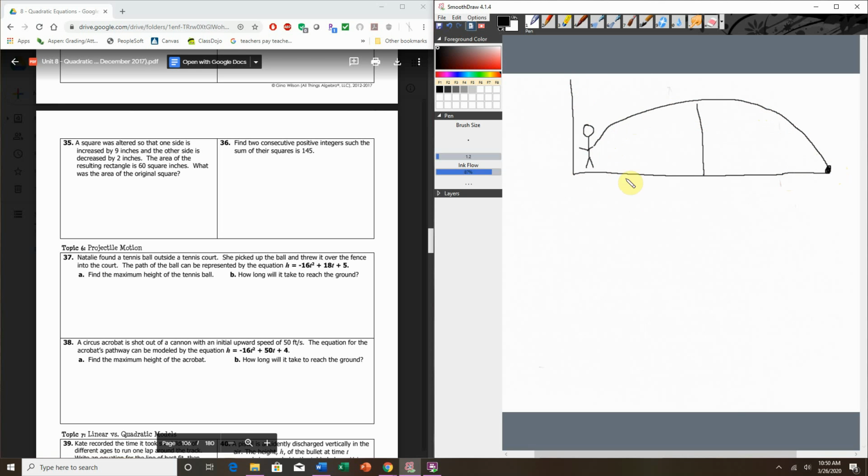So I labeled a y and an x, but what's going to happen? We're going to say our x is going to be our time: how long did it take for it to reach that maximum height or hit the ground? And then our y-axis is going to be the height at every instant that the ball is in the air. Now remember, the ball didn't start on the ground; it started in Natalie's hand, so it has an initial height of however tall Natalie is.